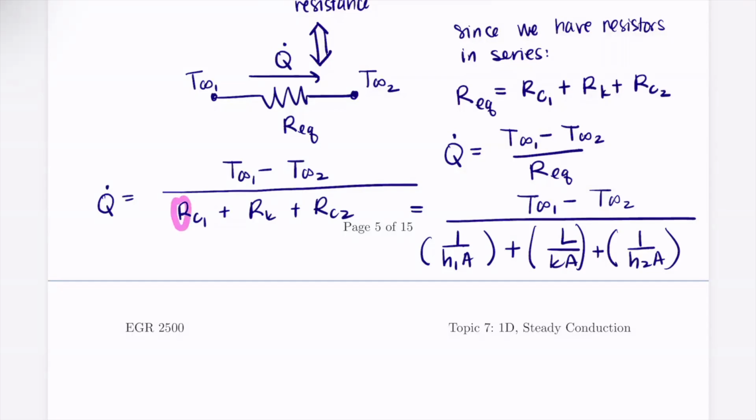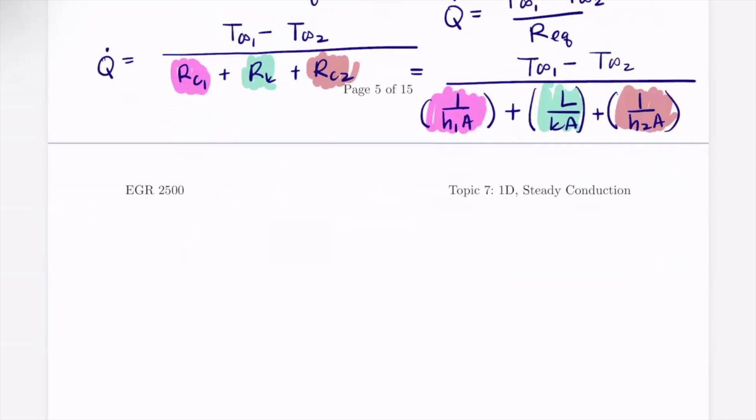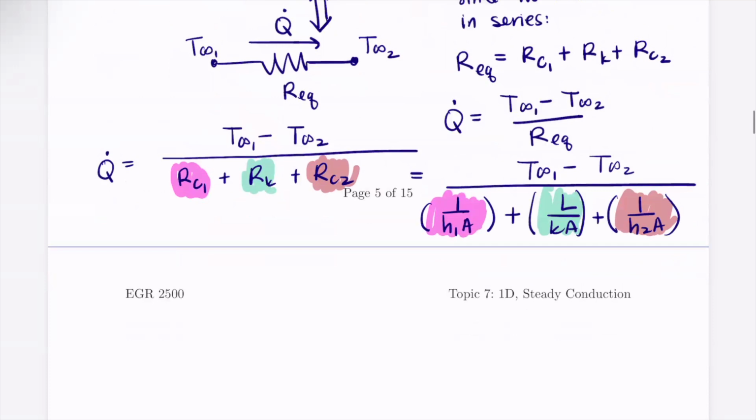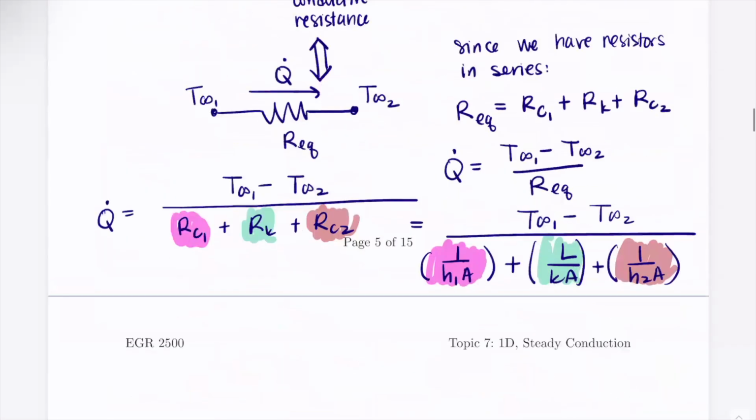All right, so we have our RC1 is this guy. Our RK is this guy. And then our RC2 is this guy. Okay. So this is how we can find Q dot, given what was already given to us in the problem. But we also want to find T1 and T2, right?